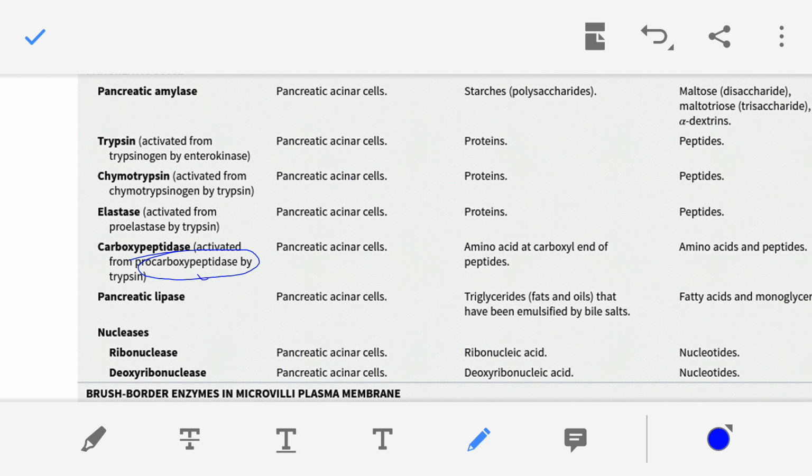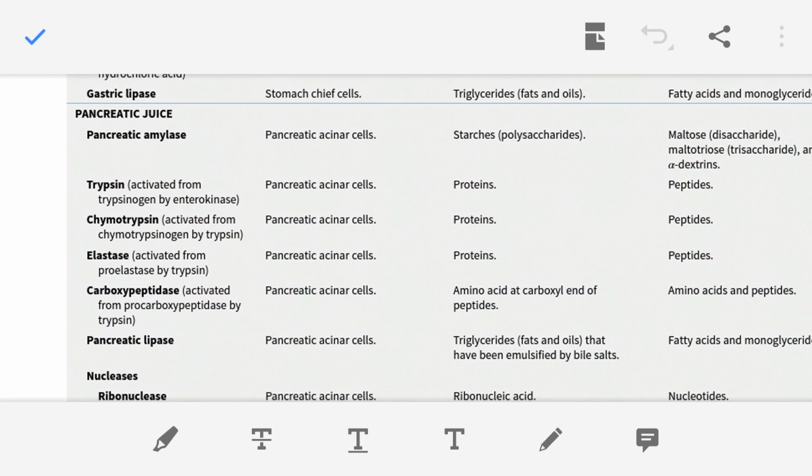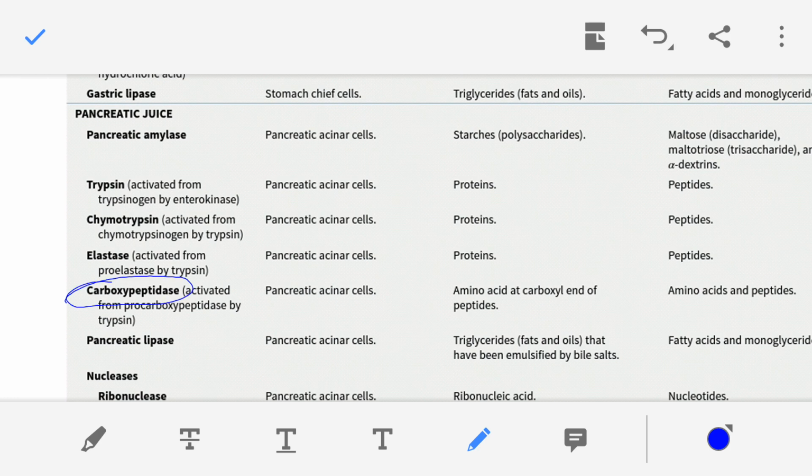Procarboxypeptidase, the inactive form, is activated by trypsin, and the active form of the enzyme is carboxypeptidase. Where is this enzyme acting? It is removing the terminal amino acid from the carboxyl end, the COOH end. So amino acids are released and peptides are formed. So in the digestion of protein, carboxypeptidase is involved.